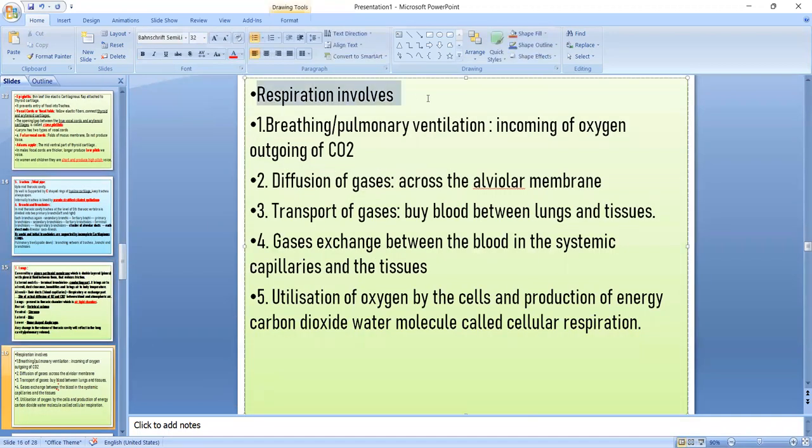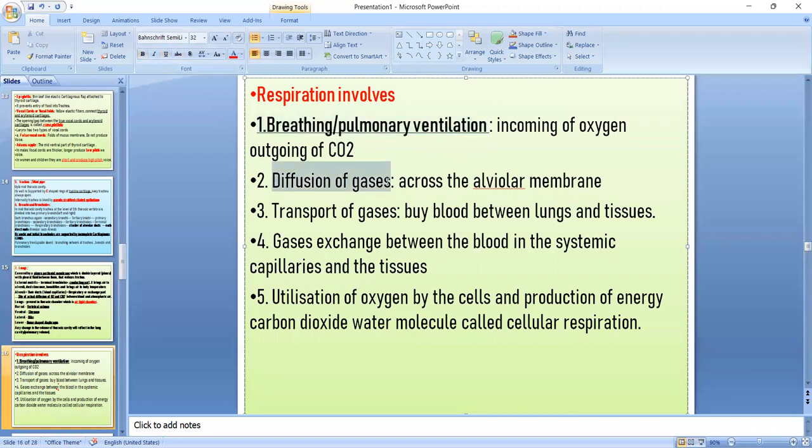What is respiration? Respiration involves breathing or pulmonary ventilation, diffusion of gases, transport of gases, exchange between blood and systemic capillaries, and utilization of oxygen by the cells, that is nothing but cellular respiration. So breathing, we all know that. Inspiration and expiration are included in breathing.